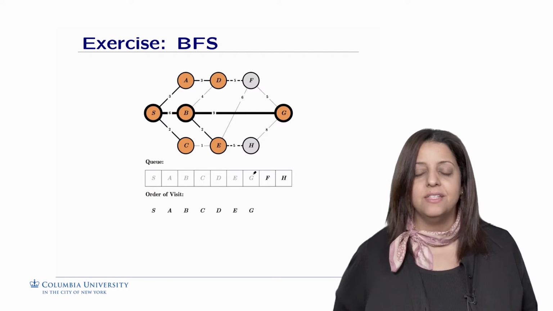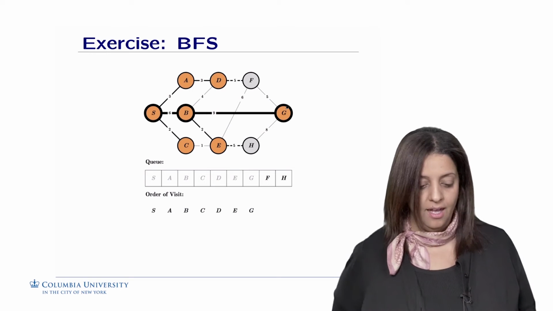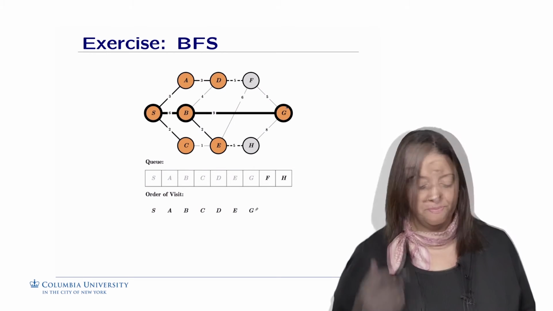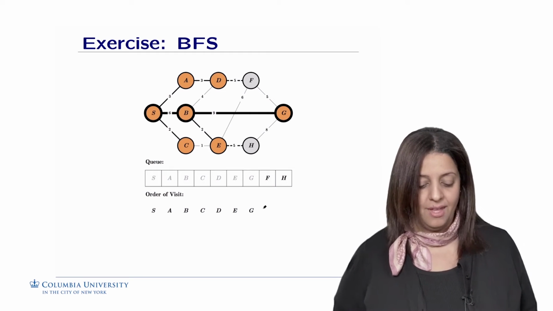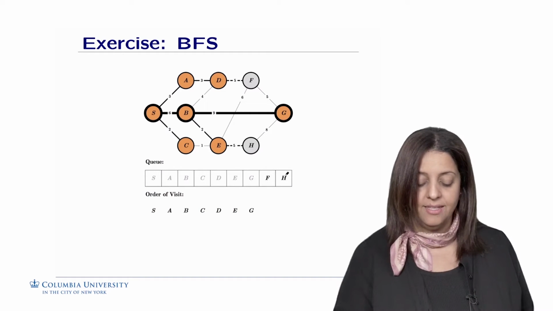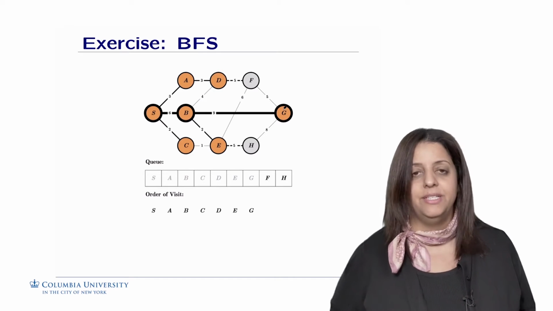So the final path is the shallowest path, which is S, B, and G, leading from the start to the goal. And the order of visit is S, A, B, C, D, E, and G. This is the status of the queue at the end. F and H were not dequeued because G had already been found.